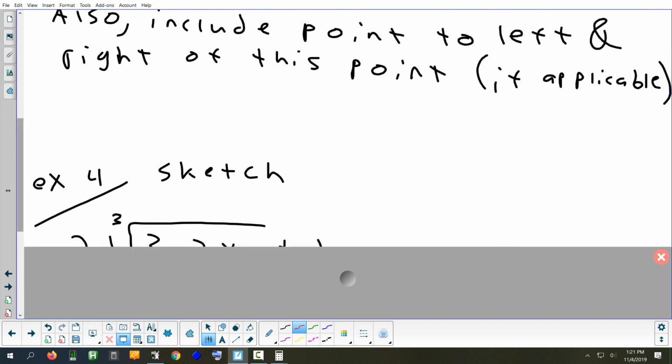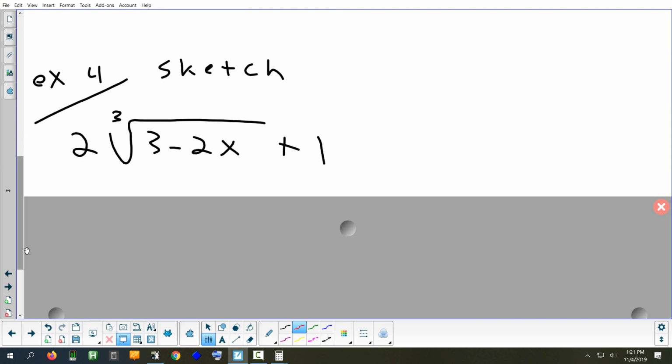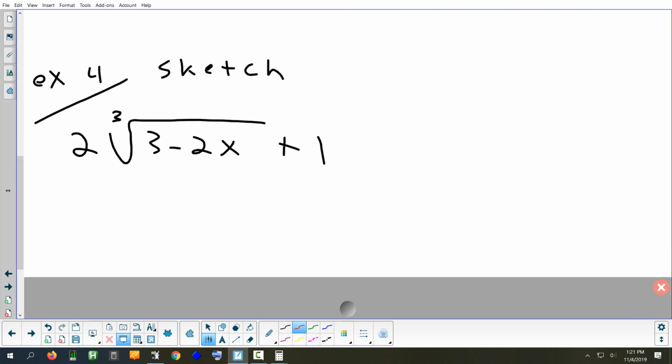Okay, so let's try making a sketch of this. We've got a lot of transformations: a vertical stretch by 2, a shift up, a shift left 3 (this is in the wrong order), a reflection, and a horizontal compression by a factor of 2. So there's a lot happening. As long as we plot some points, that's all we need to graph it. We do not have to list all the transformations. That's not what they want.